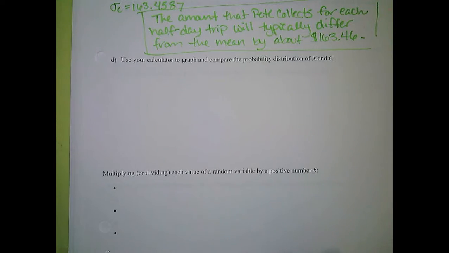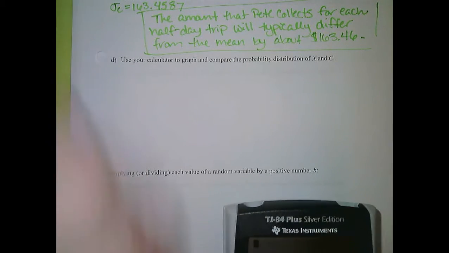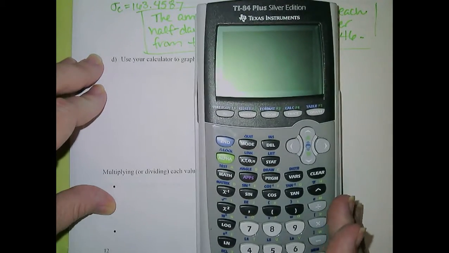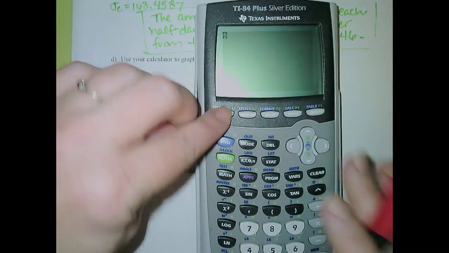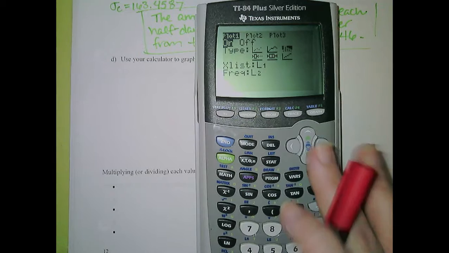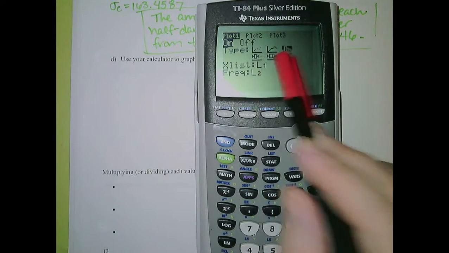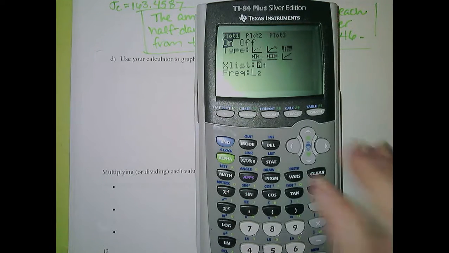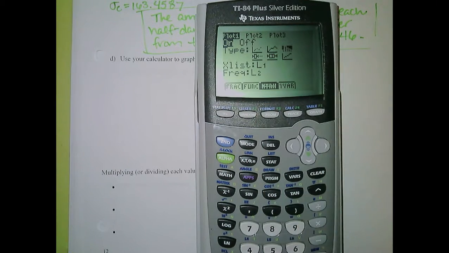Okay, so let's take a look at those two distributions. If you were graphing the distribution of X, which represents the number of passengers on any given trip, your X list would be the number of passengers. That's list 1 for me. My frequency list is the percent that corresponds to each of those. That was list 2.